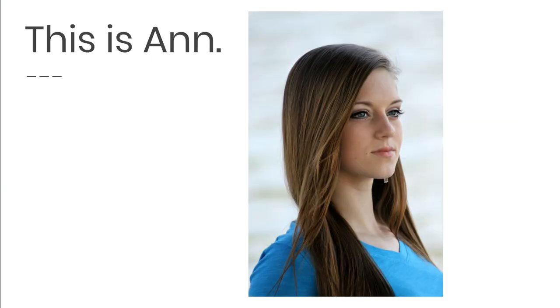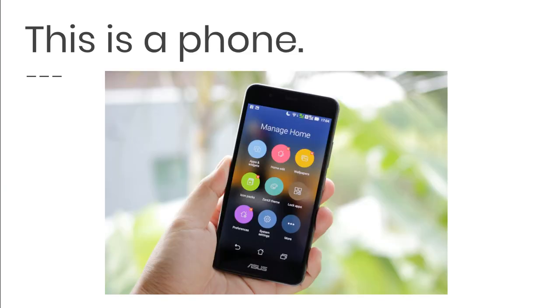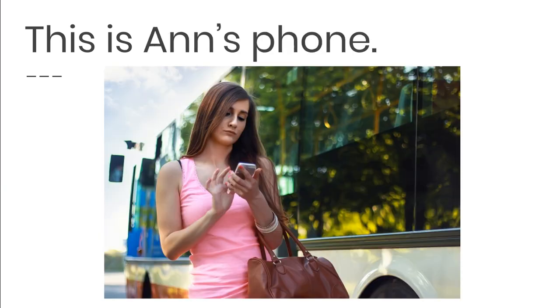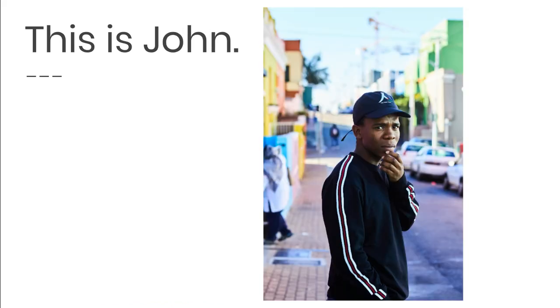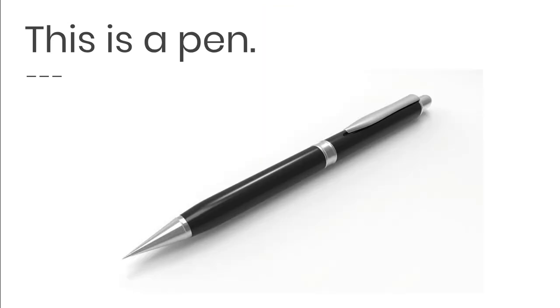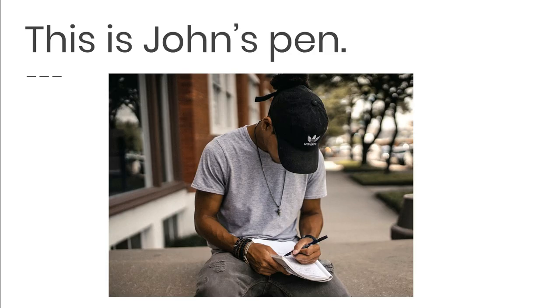So let's take a look at a couple of pictures. This is Anne. This is a phone. In this picture, we see Anne holding the phone. The phone belongs to Anne. So this is Anne's phone. Here's another example. This is John. This is a pen. In this picture, we see John holding the pen. So this is John's pen.